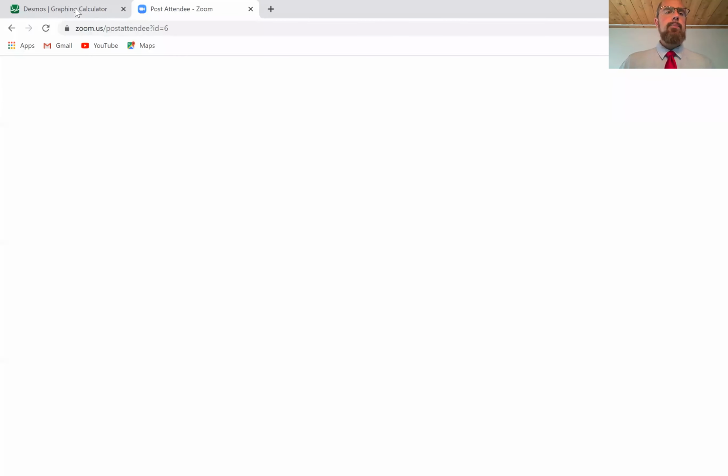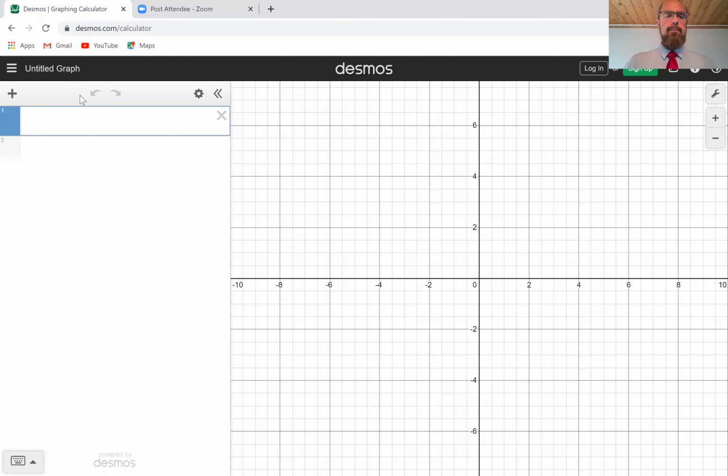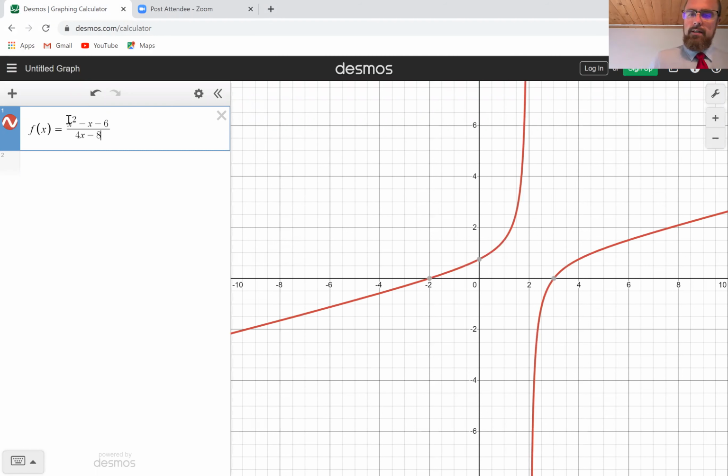So let's see what we expect. So we'll type the function in, f of x. Since it's rational, I'll create the fraction by hitting divide. In the numerator, x squared minus x minus 6. Down in the denominator, 4x minus 8. So you can see that we've got a pretty good start on our graph.